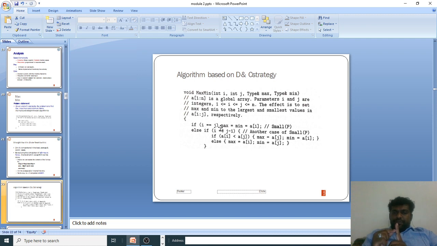Then that element will be the maximum element, and that element will be the minimum element. Else, if there are two elements, you're going to compare A of i with A of j. If A of i is smaller than A of j, A of j will be max and A of i will be min. Else, A of i will be max and A of j will be minimum.